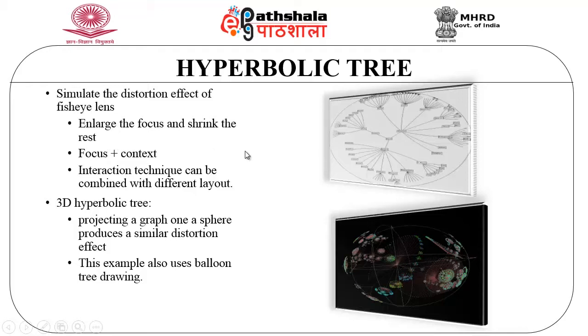We have learnt already that in the focus plus context approach, we try to focus on the objects of interest, and the context information is also shown along with the focused information, but in a much distorted view. The focus is shown as an enlarged view, whereas the context information is shown in a shrunk view. That is your focus plus context and fisheye distortion technique. Here it uses various interaction techniques, and it can be combined with different layouts. In the case of 3D hyperbolic tree layout, you project a graph onto a sphere, and it produces a similar distortion effect. This also uses a balloon tree drawing approach.